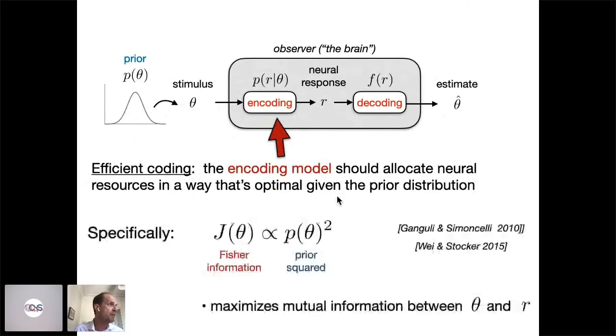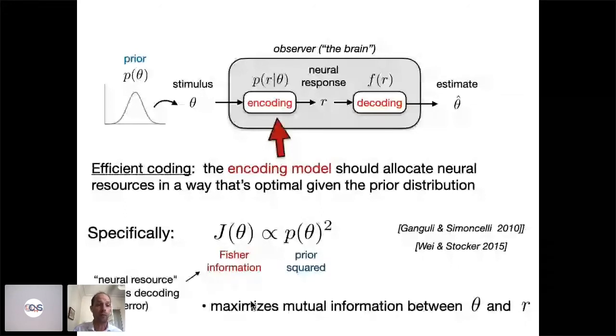Okay, so specifically, efficient coding, and here I mean the classic Barlow notion that the brain should seek to maximize mutual information between theta, the stimulus, and R, the neural response, we can find an approximate relationship in terms of Fisher information that will satisfy that optimality relationship. Specifically, if we take the Fisher information, which if you're not familiar with it, we can think of as the neural resource that we're allocating. It sets a bound on the decoding error. So the brain should allocate Fisher information in proportion to the prior squared.